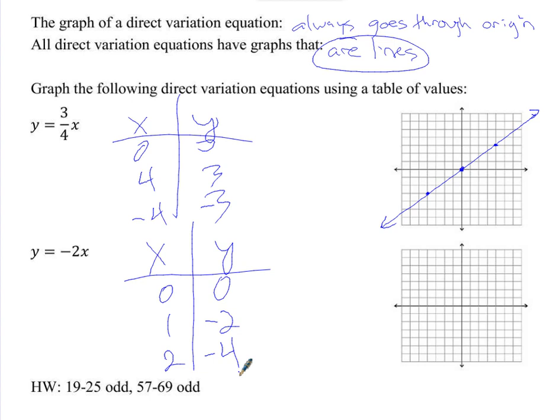So 0, 0 is on the graph. 1, -2 is on the graph. 2, -4 is on the graph. It does look like a line, so let's make it look like a line when we graph it. Very carefully line up your ruler and draw on your line.